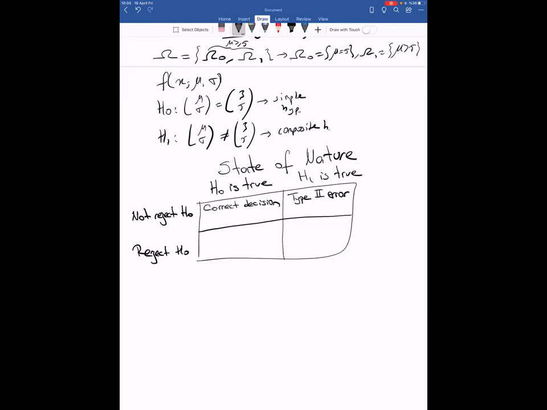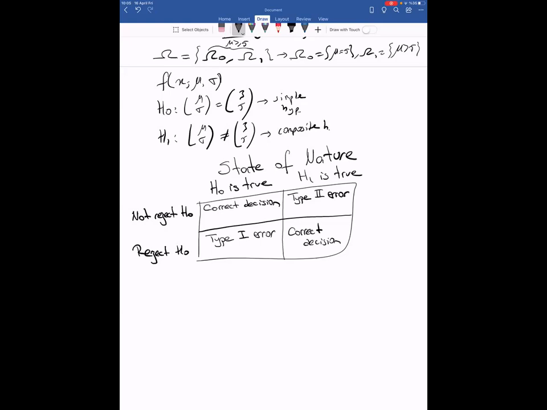Another situation can be that our null hypothesis is true, but we reject the null hypothesis based on our sample information. So this is known as a type 1 error. So we are making an error here. This is also sometimes known as a false positive. And basically when H1 is true and we reject the null hypothesis, this will be our correct decision. So this is our state of nature.